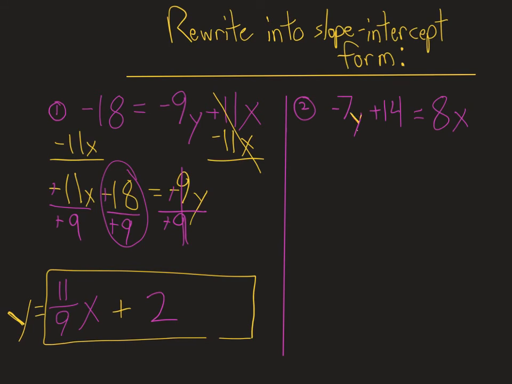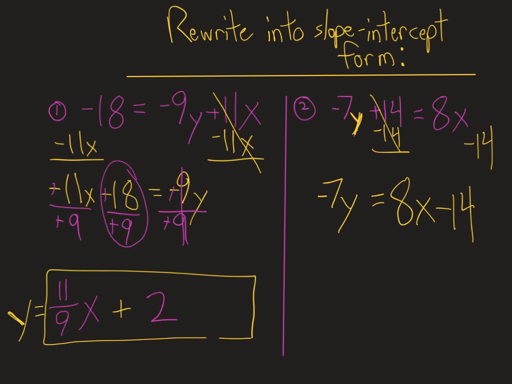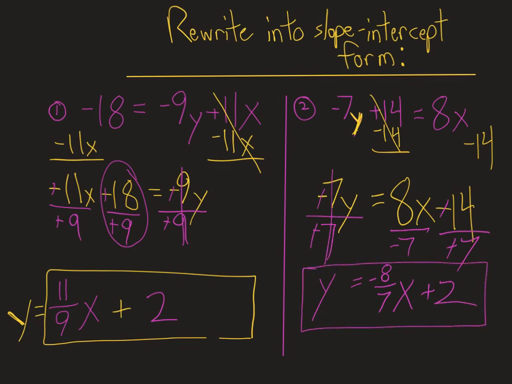Y is over here this time, so now what we need to get rid of is that 14. So we'll minus that 14 over. Now we've got this -7y by itself. 8x minus 14, and now we want the y to get rid of its coefficient. Divide off that -7. Do that on both terms. So we see our slope is going to be just a -8/7. Pair of negatives cancel. That becomes 2. And there you go. Rewritten into slope-intercept form. Solved for y.